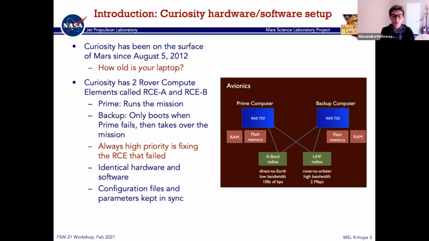Curiosity has 2 rover compute elements called RCE-A and RCE-B. The prime one runs the mission, and the backup one only boots when the prime RCE fails, and then it takes over. And the highest priority, if that were to happen, is always fixing the failed RCE so that we continue having both. We have identical hardware and software. Each of the computers has its own RAM, its own flash memory, and they are cross-strapped to the radios, and the configuration files and parameters are kept in sync. Next slide, please.